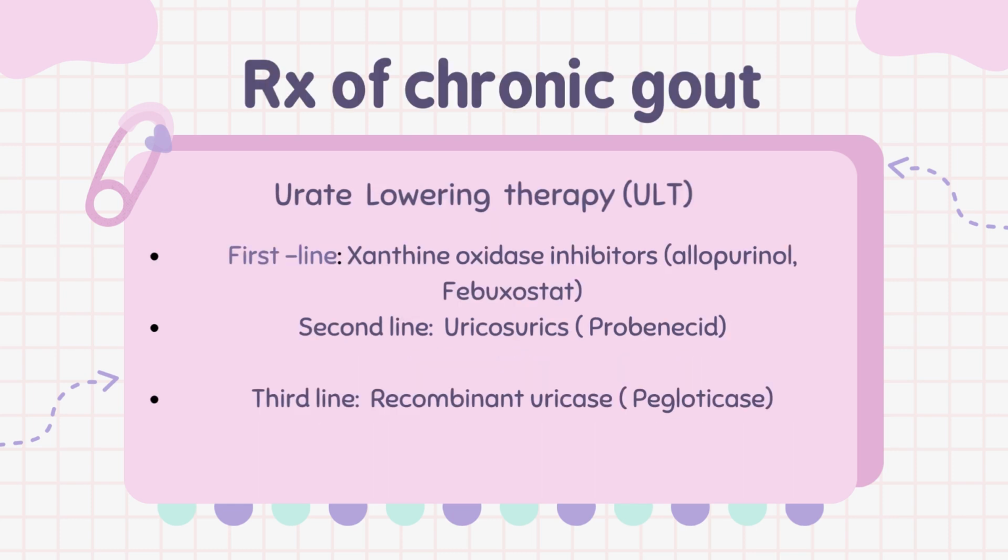Treatment of chronic gout includes urate-lowering therapy. The first line includes xanthine oxidase inhibitors like allopurinol and febuxostat. The second line includes uricosurics like probenecid, and the third line includes recombinant uricase like pegloticase.